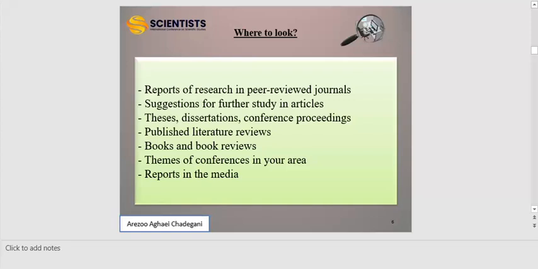Where to look? Where can you find a good subject for your research? You can search for a subject or topic in reports of research in peer-reviewed journals, suggestions for further and future study in articles, theses, dissertations, conference proceedings, published literature reviews, books and book reviews, themes of conferences in your area, and reports in the media.